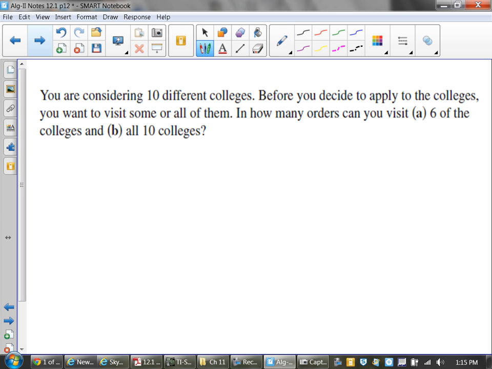You're choosing between 10 different schools. Before you decide to apply to them, you want to visit some or all of them.